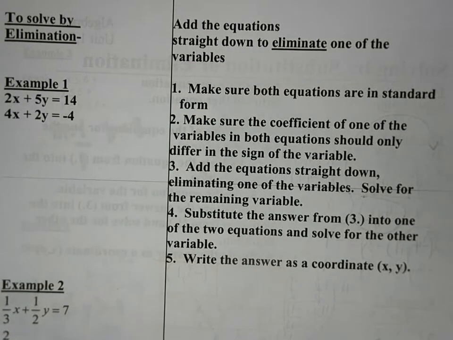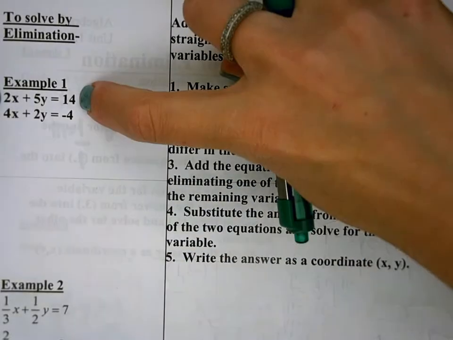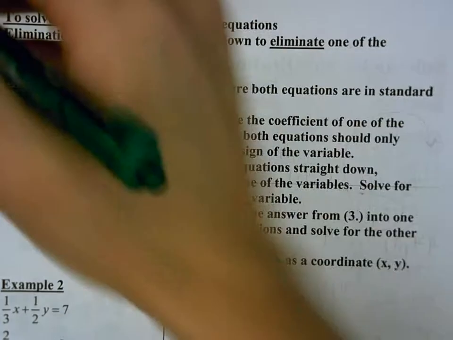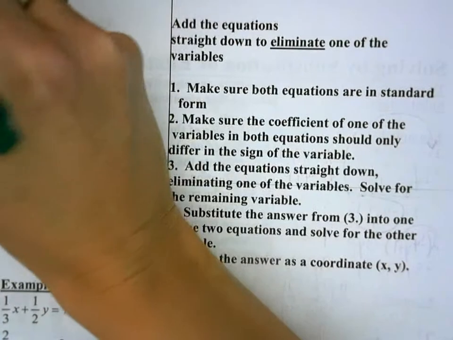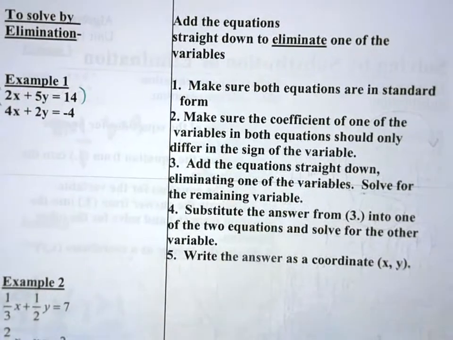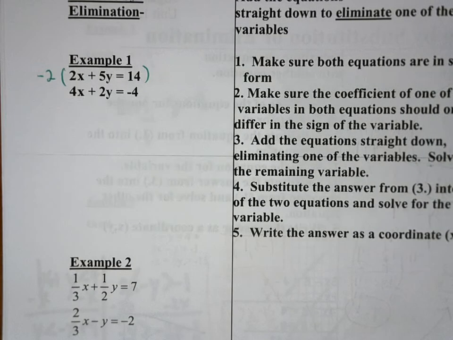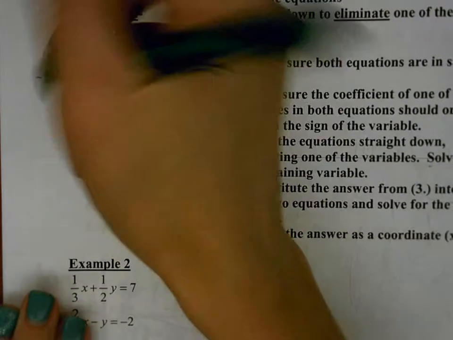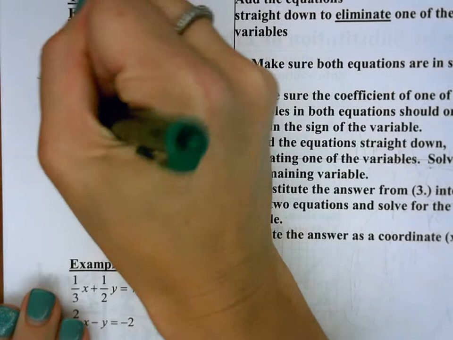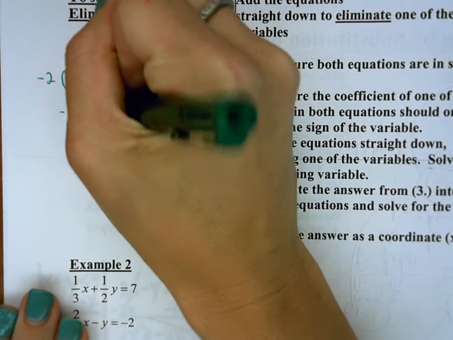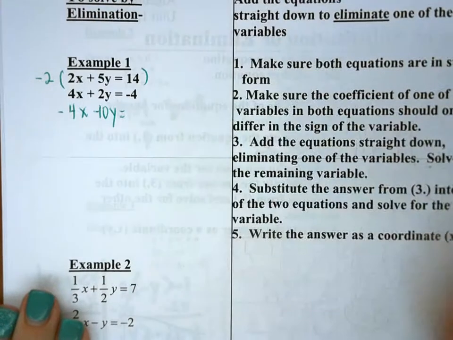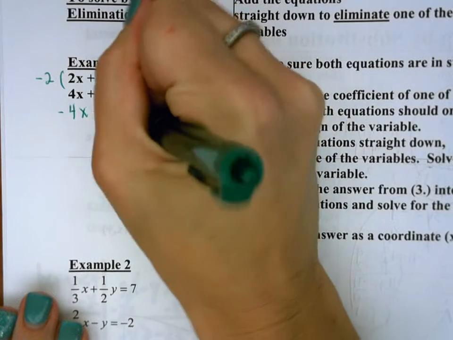So if we want to go ahead and do that and get rid of the x's, we would need to multiply this top equation by what number? -2. Very good. So let's go ahead and do that. Don't forget that you're multiplying every single term in the equation by -2. When I multiply through there, I get negative 4x, negative 10y equals negative 28.